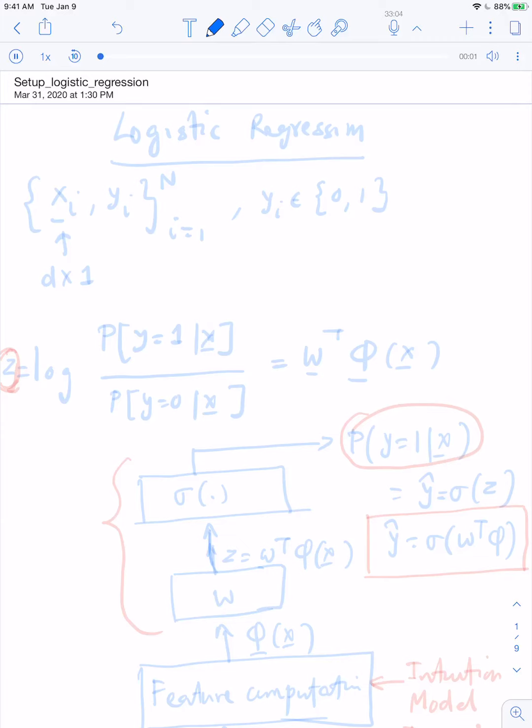Okay, so let's talk about the setup for logistic regression. We'll start with binary logistic regression here. You have the training data, which is little d-dimensional input vectors along with labels that are binary. Yi's are in 0 and 1. And we start out with a discriminative model.